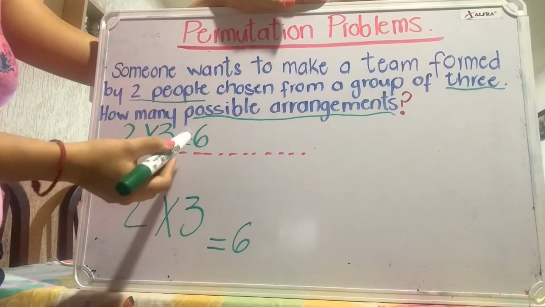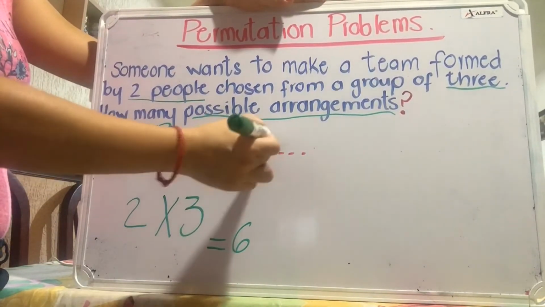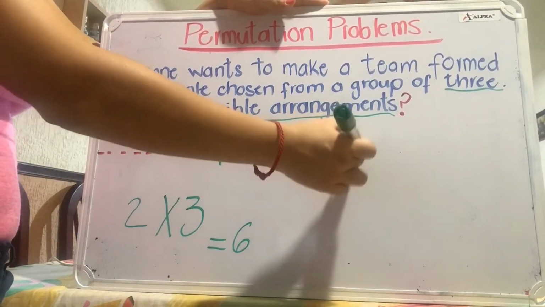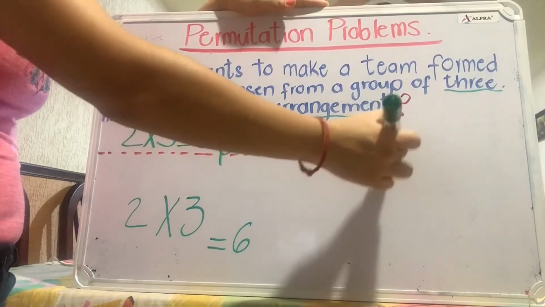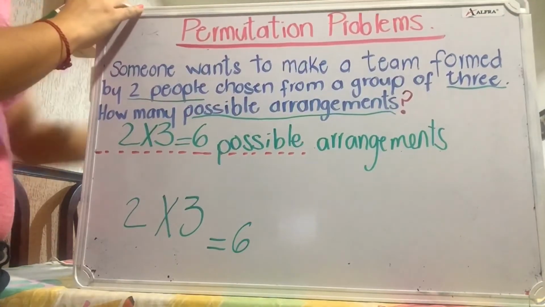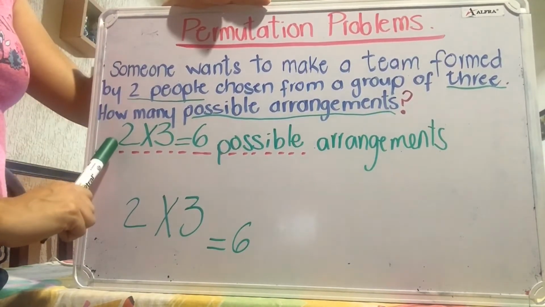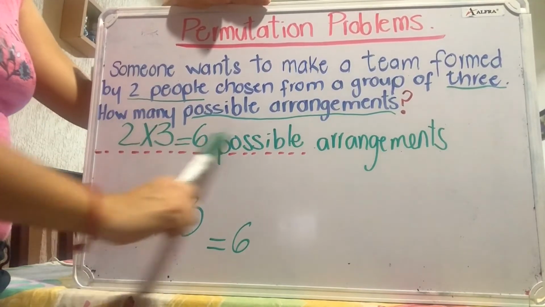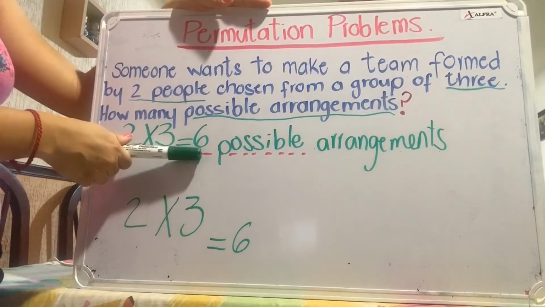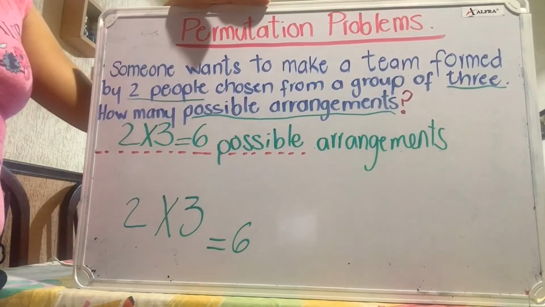So my answer is 6 possible arrangements. And that's how you have to send the answer. Please write the answer for the first problem just like this. And for the next problems too. Operation, result, and complete answer. I hope this is clear for you.